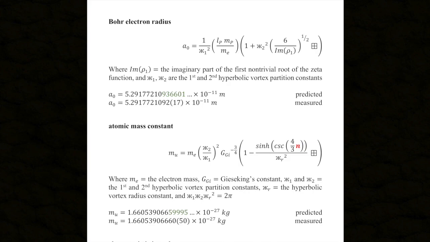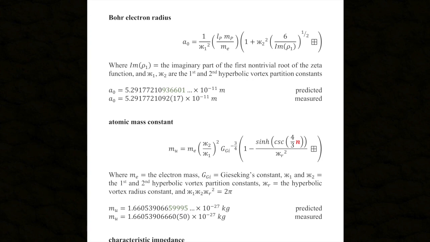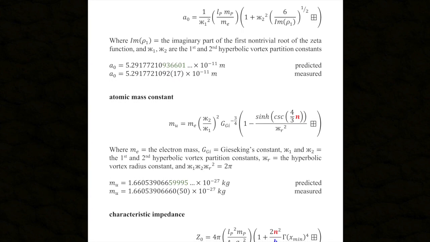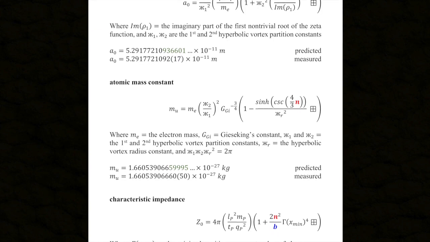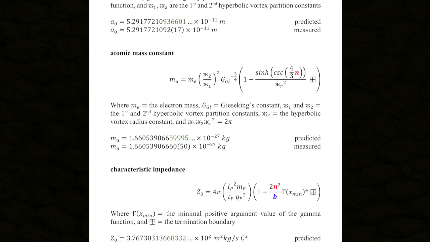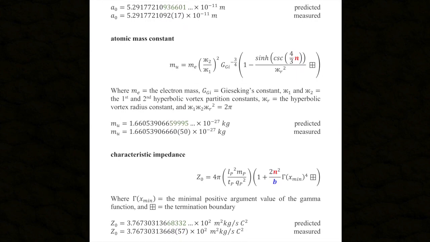In the Bohr electron radius, the primary action setting the electron radius is, of course, G1 squared. The terminal action is G2 squared times by the square root of 6 over the imaginary part of the first non-trivial root of the zeta function. The atomic mass constant here is selected by the Gieseking constant, the first and second hyperbolic vortex partition constants, and terminally determined by the hyperbolic vortex radius constant and a hyperbolic sine of the cosecant of 4/3 n.